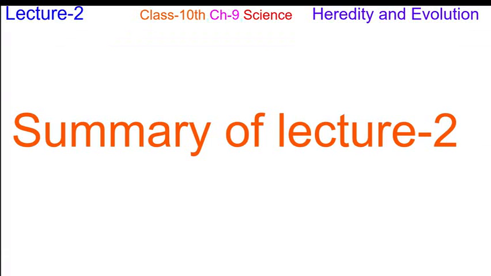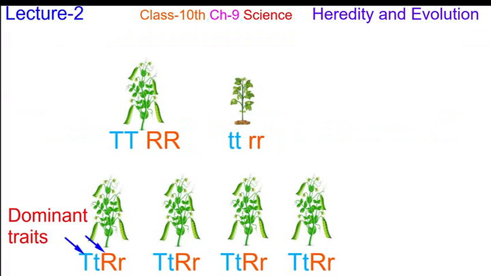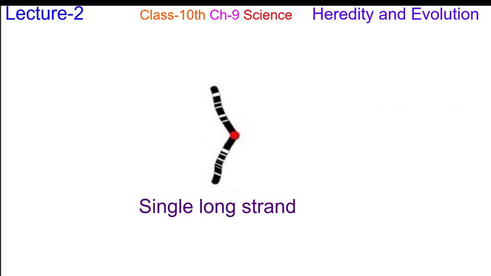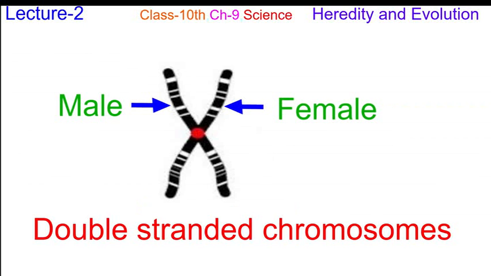In the end, I summarize this lecture. Progeny has two copies of genetic material for a trait, but only the dominant trait is expressed and not the recessive one. A recessive trait is expressed only when both the copies are recessive. These traits are independently inherited. The DNA is present in double-stranded chromosomes. In germ cells, these become single-stranded. Combining with the germ cells from the other sex, these become double-stranded again.